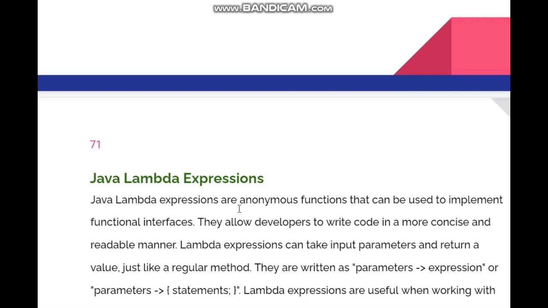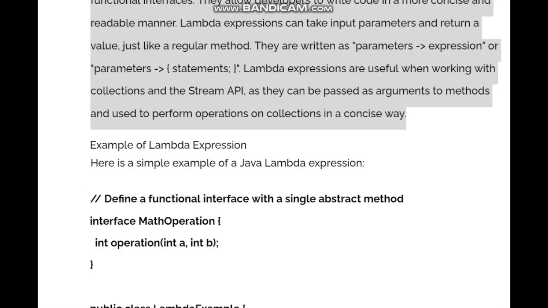Java Lambda expressions. Java Lambda expressions are anonymous functions that can be used to implement functional interfaces. They allow developers to write code in a more concise and readable manner. Lambda expressions can take input parameters and return a value, just like a regular method. They are written as parameters -> expression or parameters -> statements. Lambda expressions are useful when working with collections and the Stream API, as they can be passed as arguments to methods and used to perform operations on collections in a concise way.